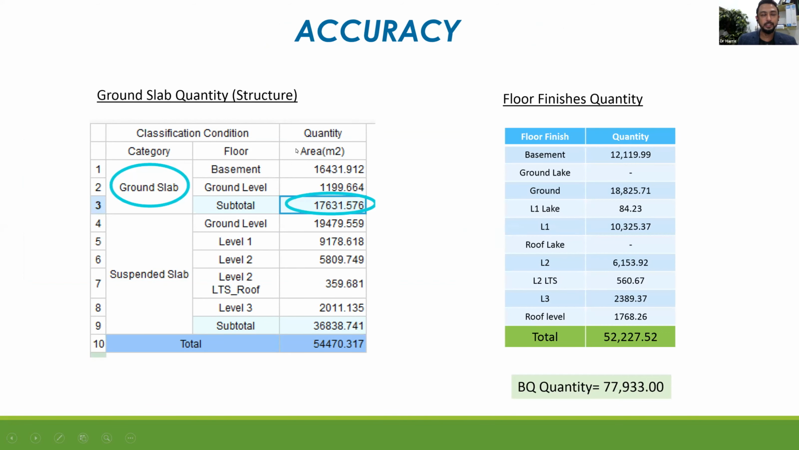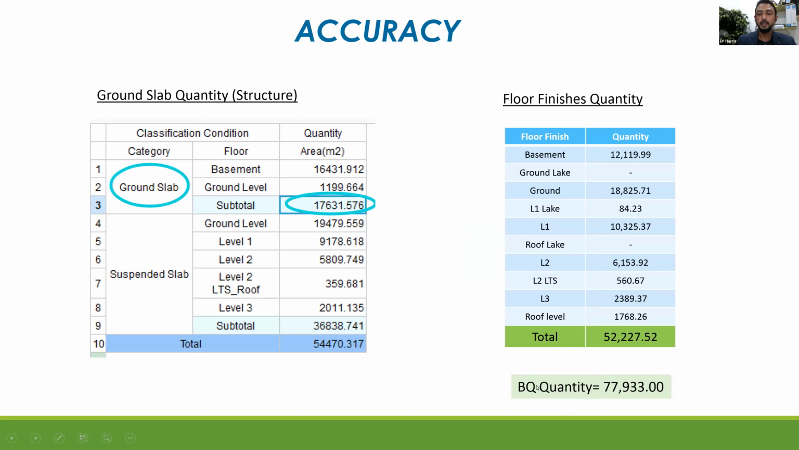And this is another one in terms of accuracy. You see, this is actual information. We get manual taking off and 5D taking off. The BQ quantity is 77,000, but with actual taking off, this is a manual taking off by the QS.